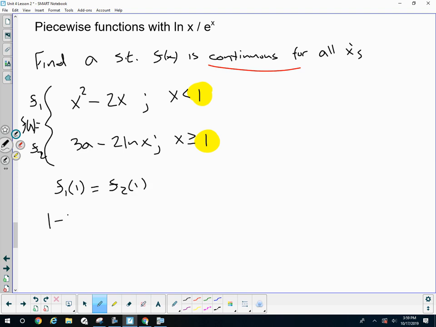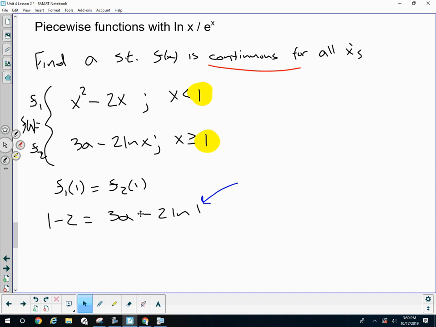Pretty easy, except for this little bit. If you don't know what the log of 1 is, you're not going to have a good time finding A, especially if this is a multiple choice problem. You need to know what the log of 1 is.